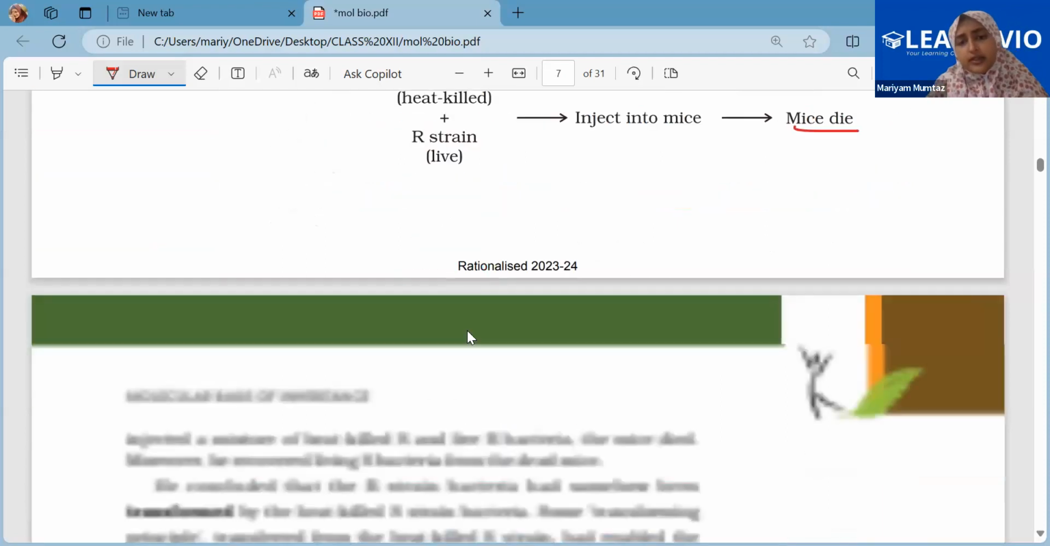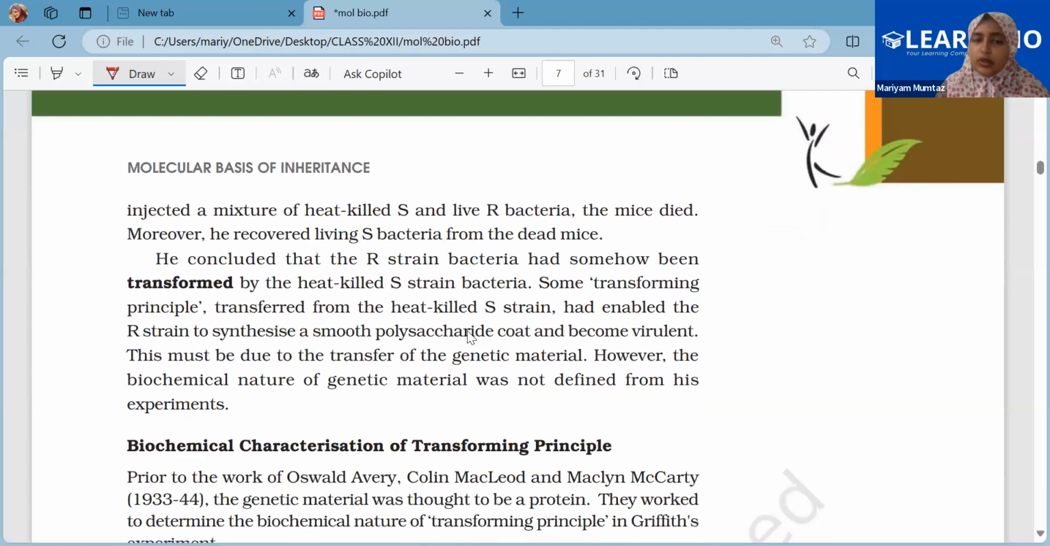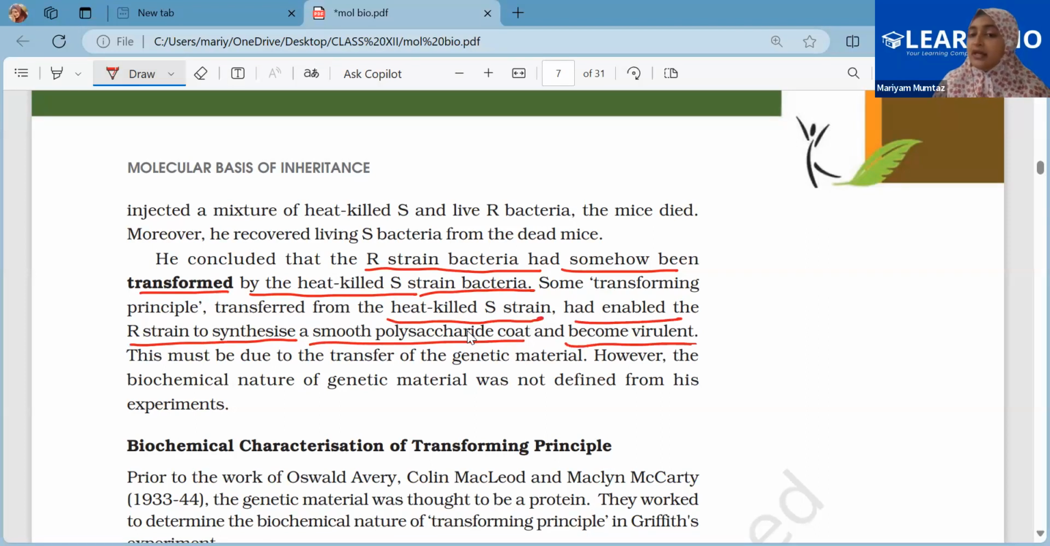Now this was very shocking to them. So what happened? He concluded that the R strain bacteria had somehow been transformed by the heat-killed S strain bacteria. Some transforming principle from the heat-killed S strain had enabled the R strain to synthesize a smooth polysaccharide coat and become virulent. Because something from the heat-killed S strain made the R strain become virulent, this must be due to the transfer of genetic material. However, again, what was the genetic material?